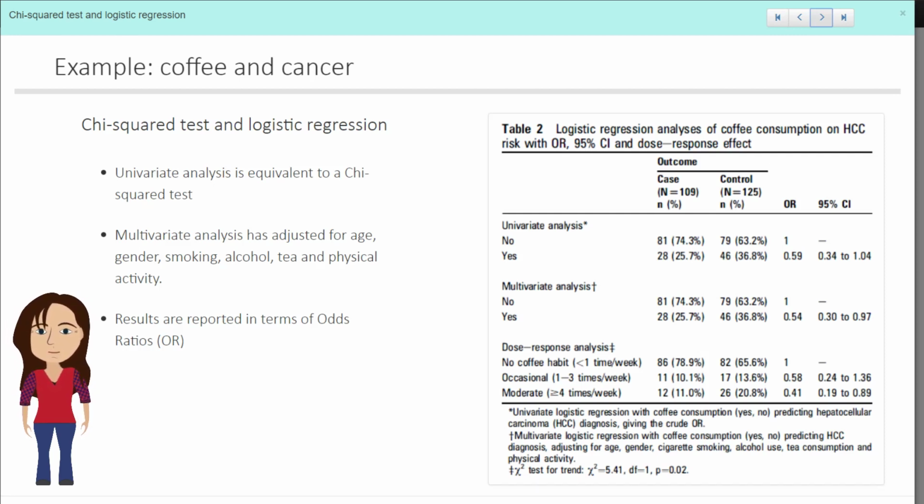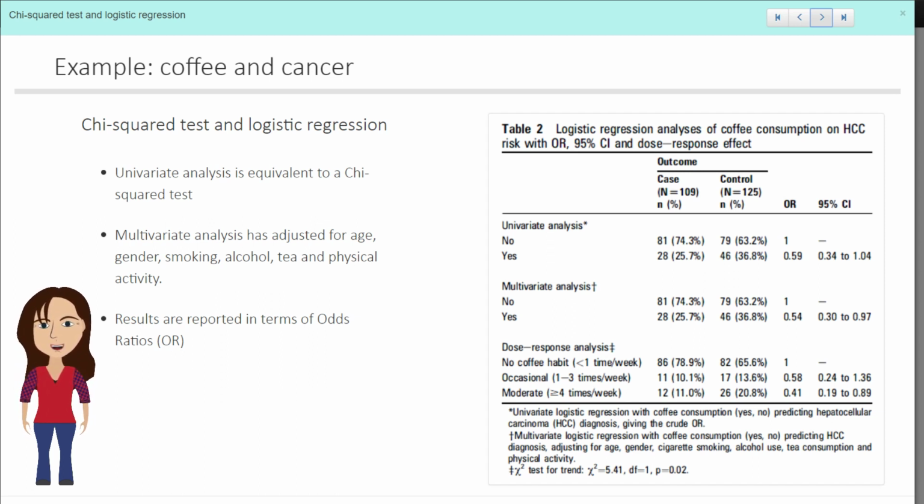So this was an example we've seen before, looking at the risk of hepatocellular carcinoma based on whether or not you are a coffee drinker. It was a case control study, so obviously the outcome happened first and then they tracked backwards to look at coffee drinking or caffeine consumption. They call it a univariate analysis, and that's equivalent to a chi-squared test. And then the multivariate analysis has adjusted for age, gender, smoking, alcohol, tea, and physical activity. And we can see that the results are reported in terms of odds ratios.